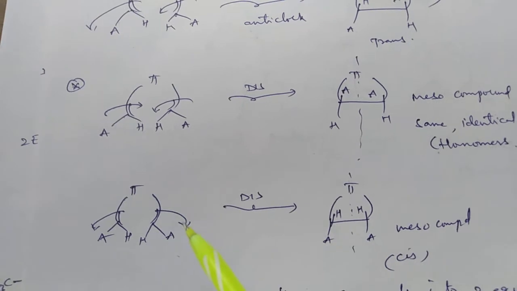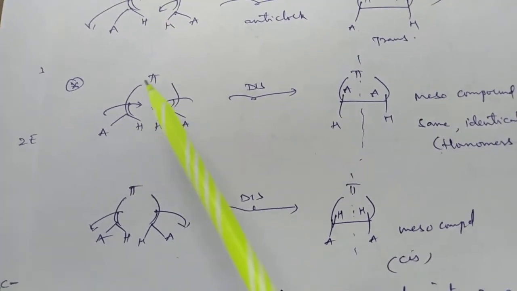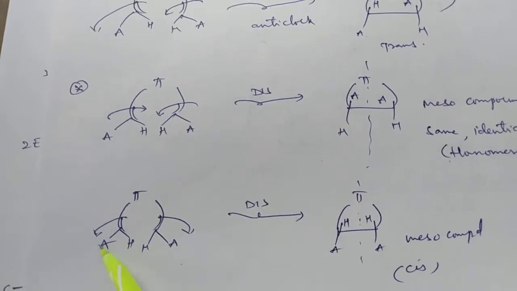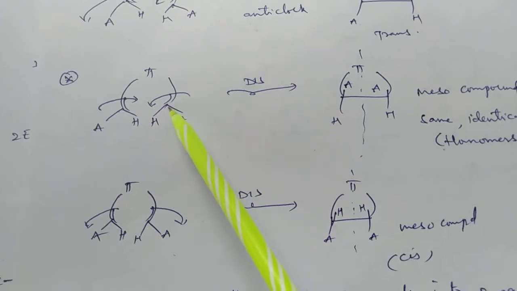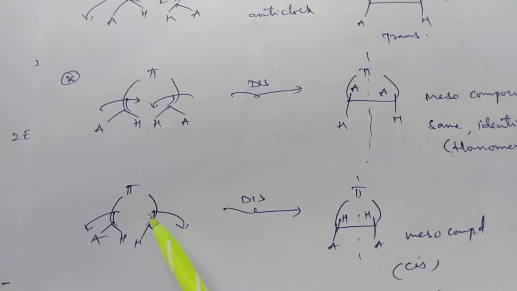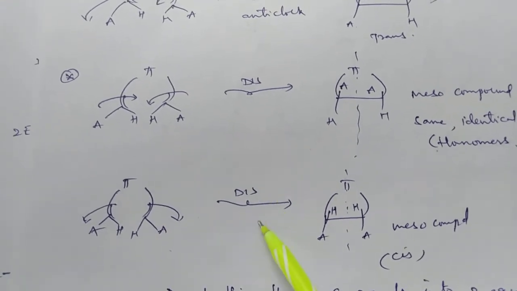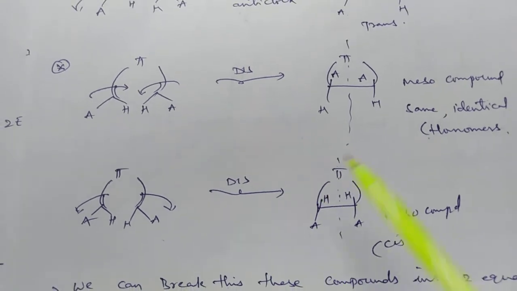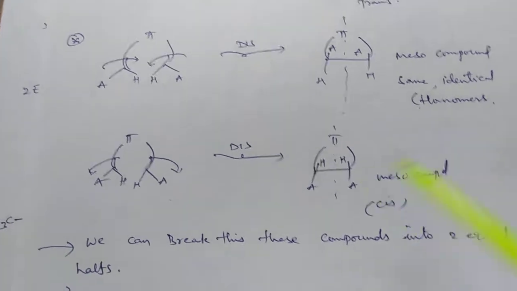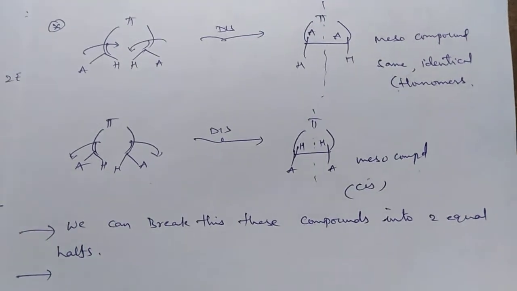And the second case for the disrotation: in this case this termini goes in anti-clockwise direction, but in this compound this termini goes clockwise direction. It is also said to be disrotation. This compound also results in a meso compound or cis compound. We can break these compounds into two equal halves.